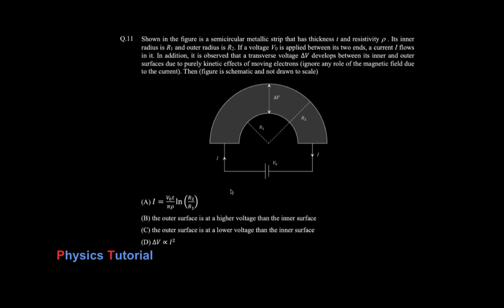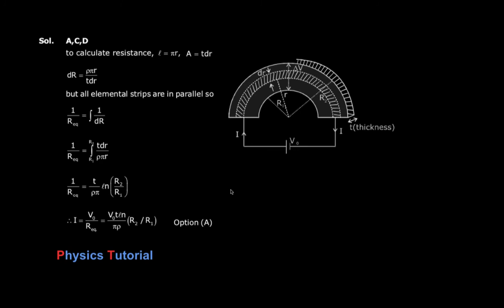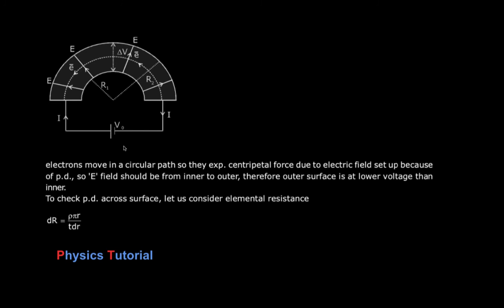Now come to options B, C and D. To check B, C and D, consider the movement of electrons. As current is moving over here, electrons move from this node to this node. Electrons move in a circular path, so they experience centripetal force due to this electric field. Here the electric field is there, so force will be acting over there. F is equal to eE, but in the opposite direction. So the centripetal force will be required, towards the center over here.